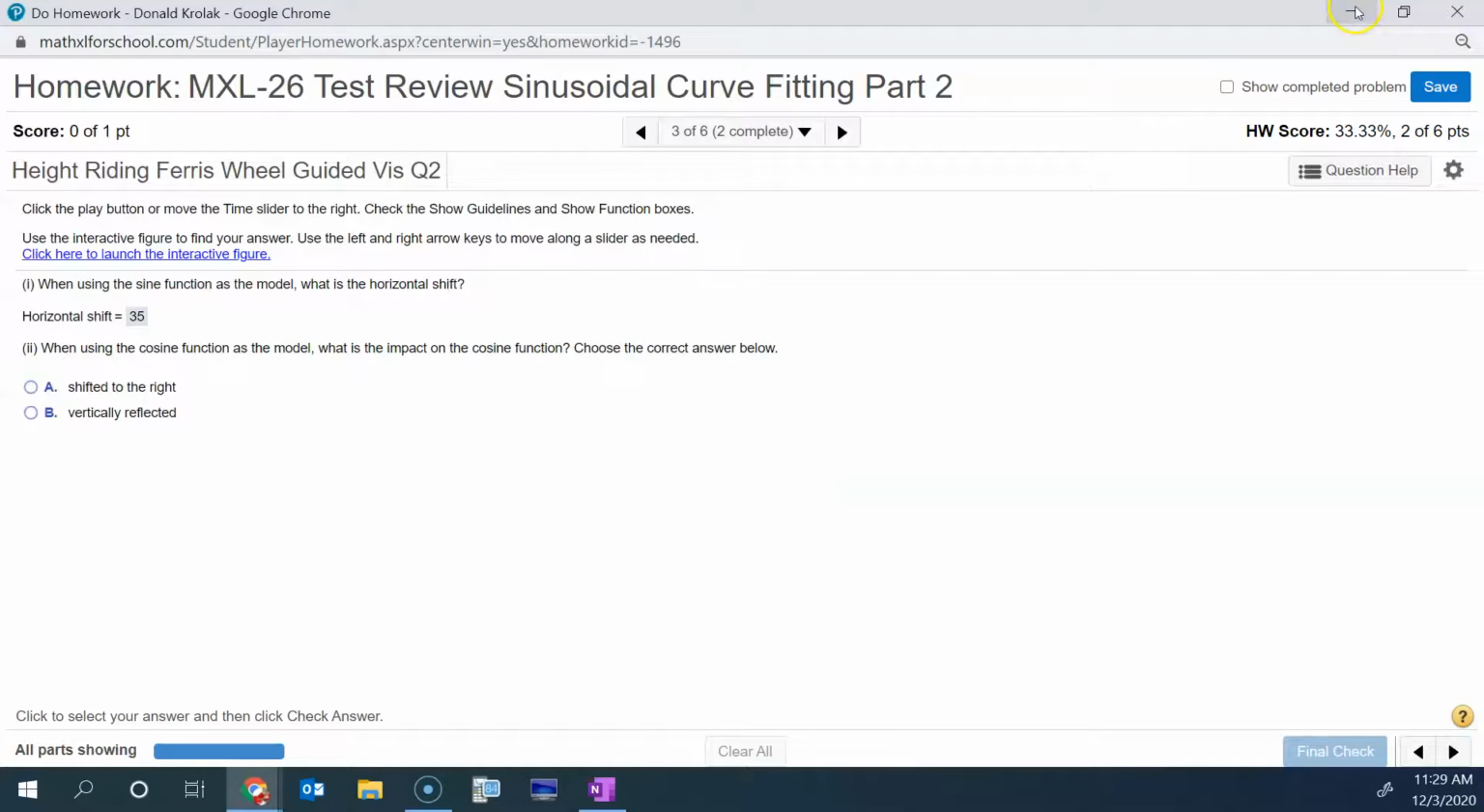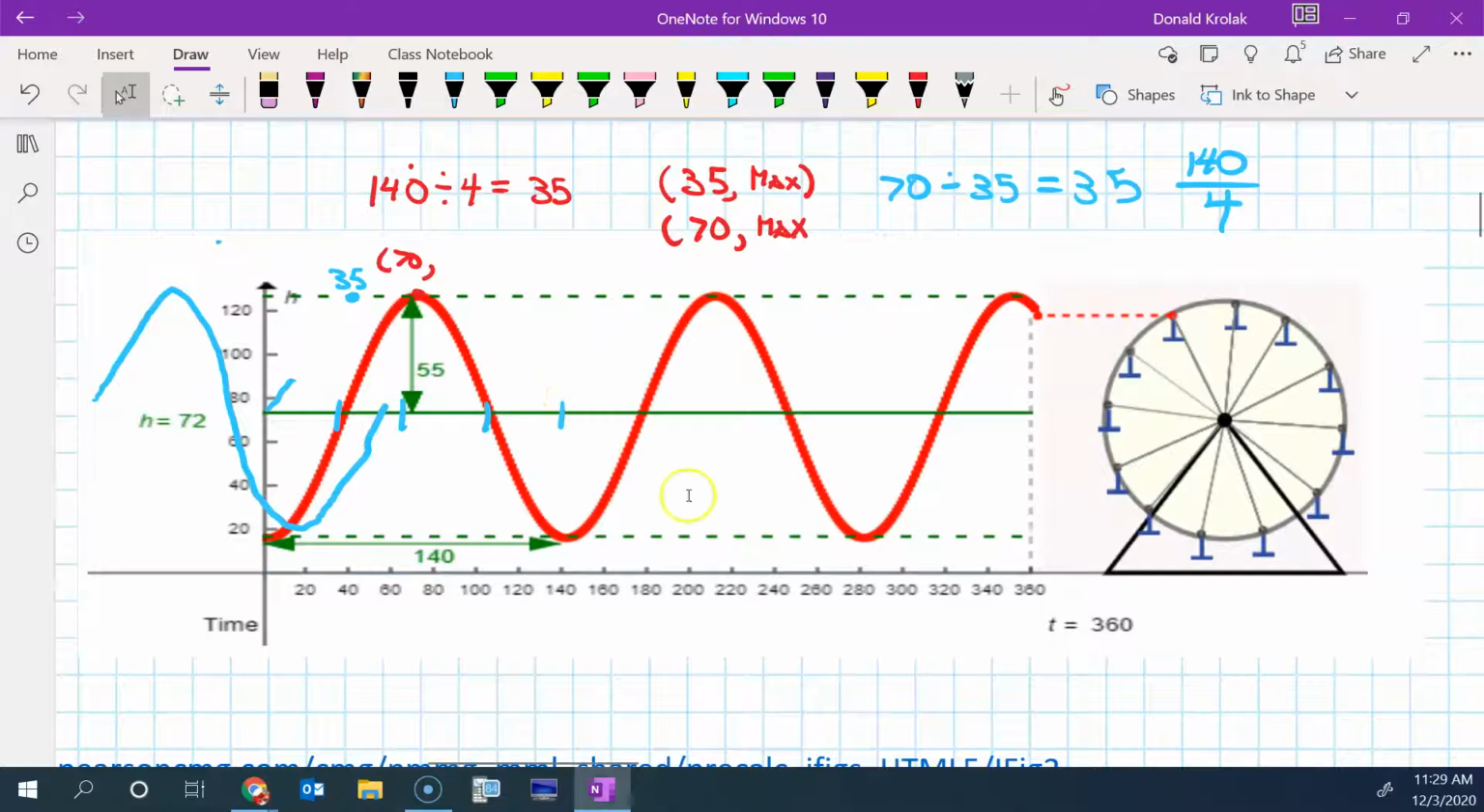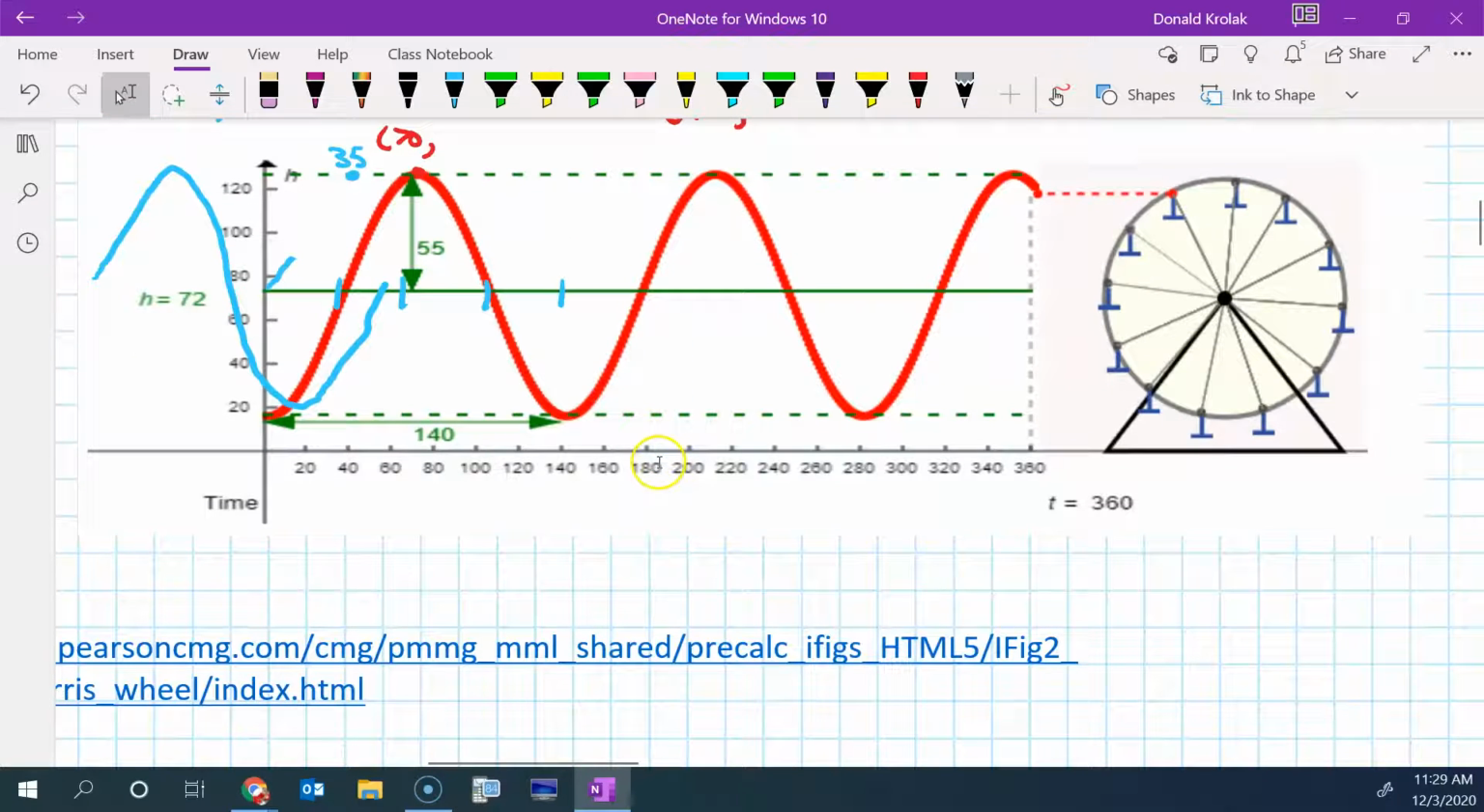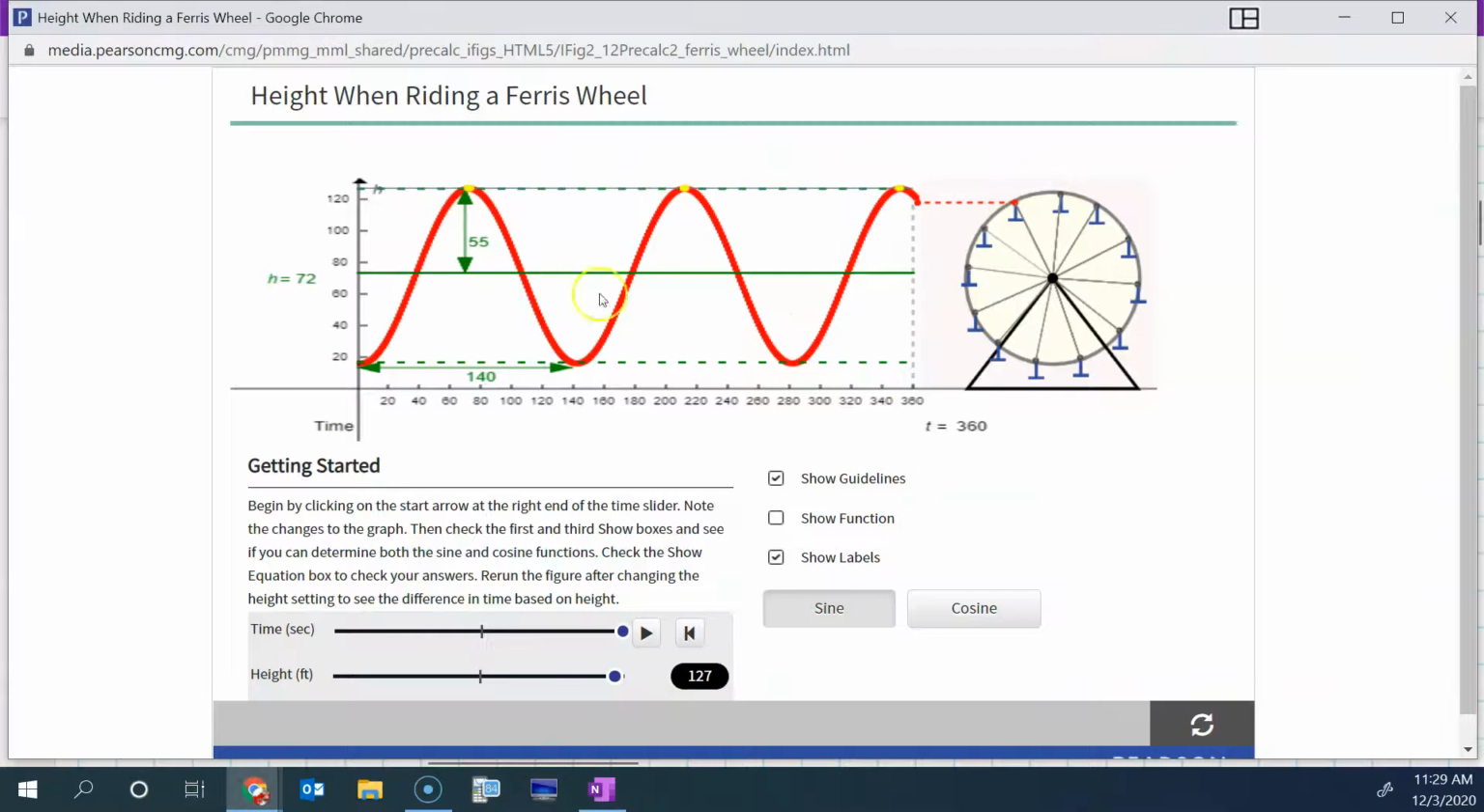All right, now the cosine function part. If you look at this graph right here, and you click on cosine, go to formulas. That's the sine formula right there. Now click on the cosine formula. You see how there's a negative in front of the cosine? So that negative meant it's a cosine graph that's been flipped.